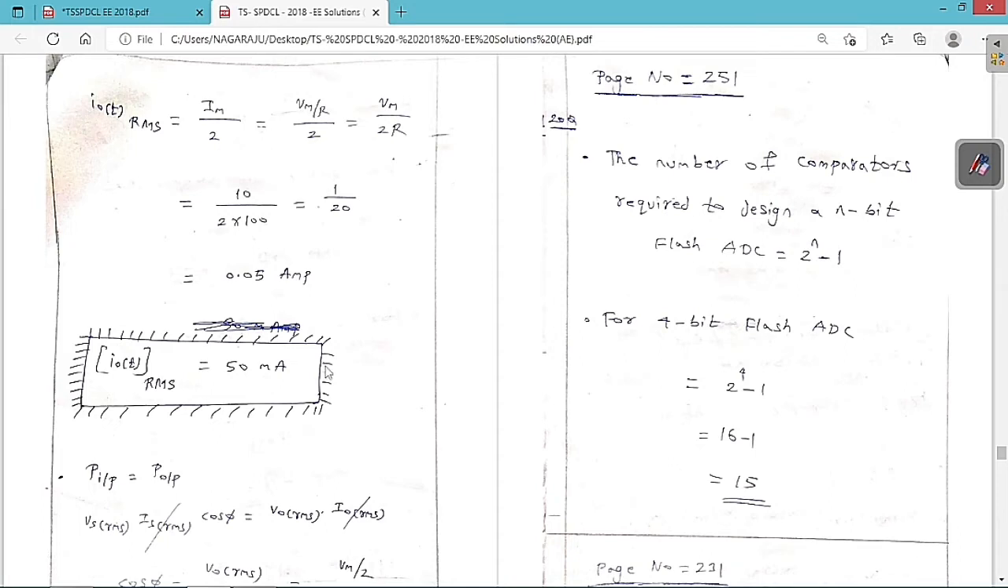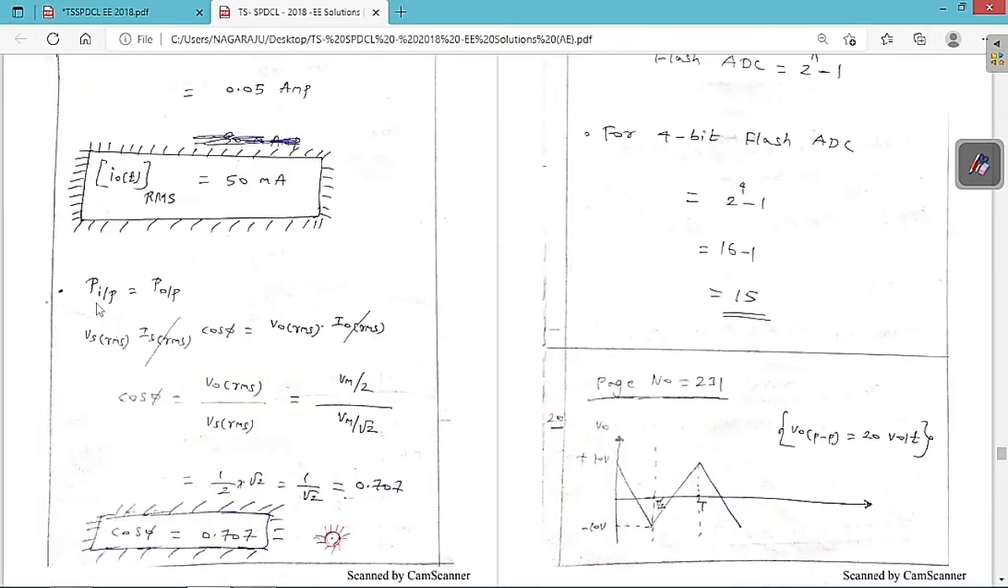Now the next thing we have to find is the input power factor. Always, as we assume the diode is an ideal diode, the input power should be equal to the output power. What is the input power? In terms of RMS values, it is Vs RMS into Is RMS into cos phi. This is equal to the output power, which is basically the power in the resistor.